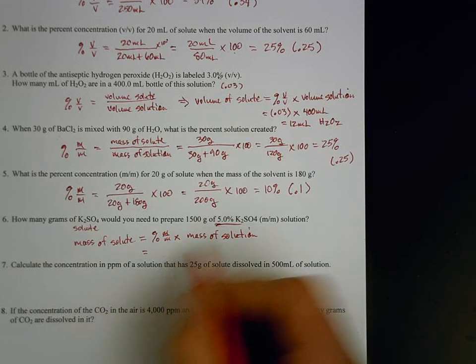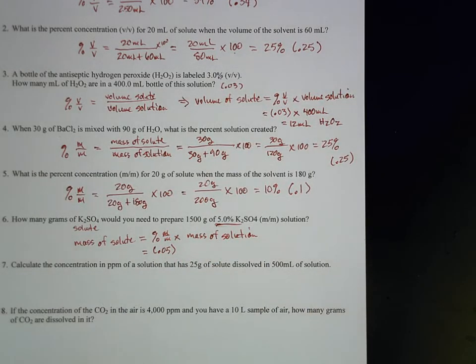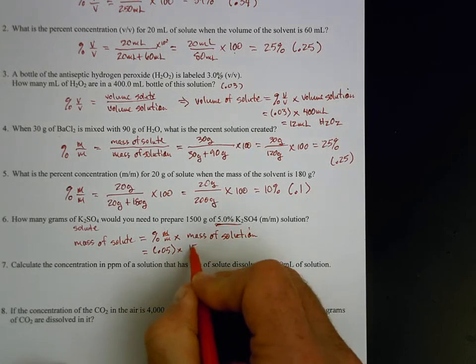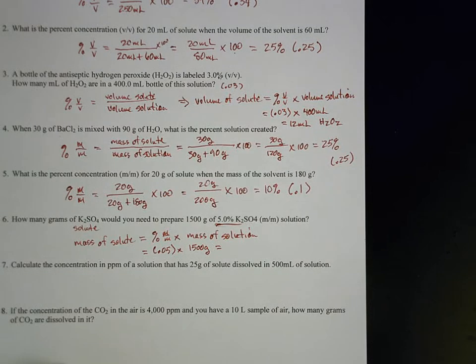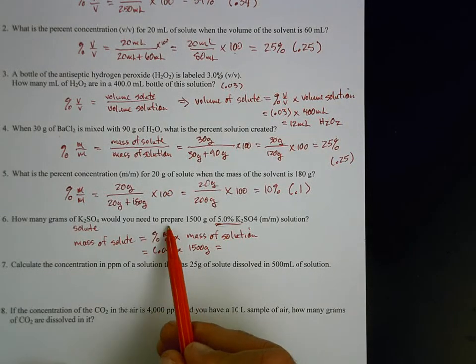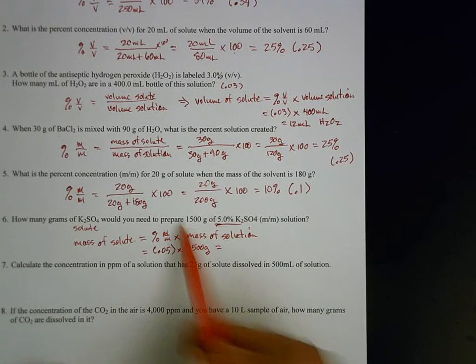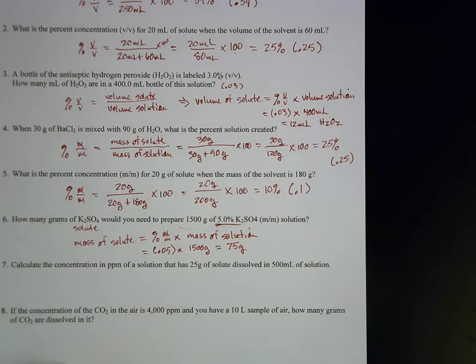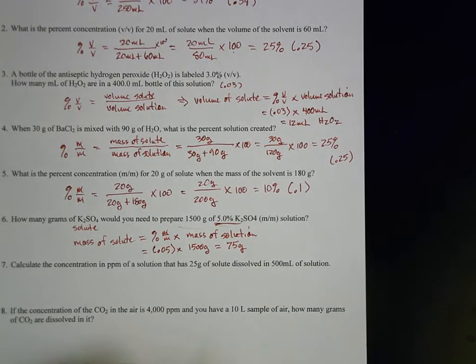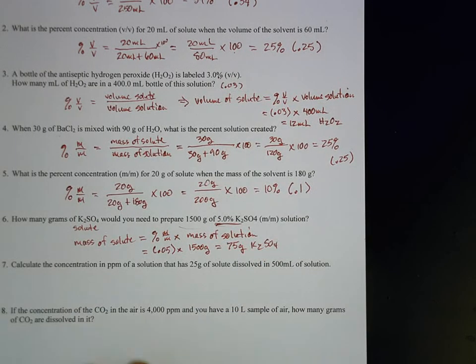So in this case our 5% we'll write as 0.05 times the 1,500 grams, because it says needed to prepare 1,500 grams of 5% solution. So the 1,500 grams is the total solution. We end up with, we need 75 grams of K2SO4 in that 1,500 grams of solution.